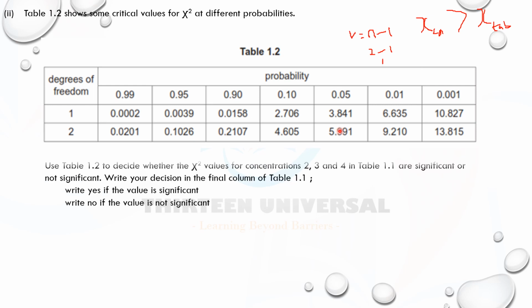Let me make sure I explain more. You use table 1.2 to decide whether the chi-square values for concentrations 2, 3, and 4 in table 1.2 are significant or not significant. Write your decision in the final column of the table. Write yes if the value is significant, no if not. For the second one, if you check the chi-square calculated, it is 13 point something, and that is greater than this, so it's significant. For the next one, 14 point something, which is greater than this. Remember, if the calculated value is greater than the table value, then there's a significant difference.